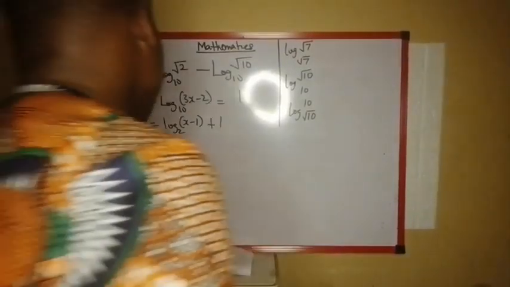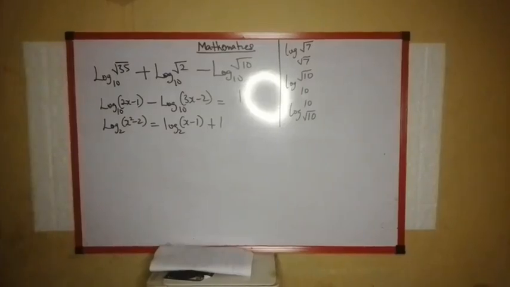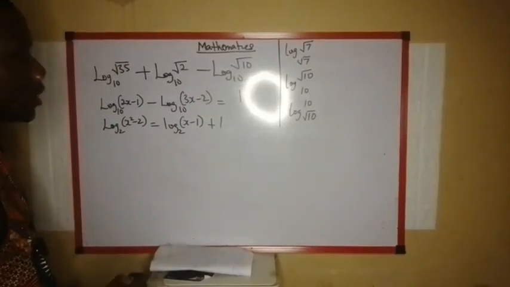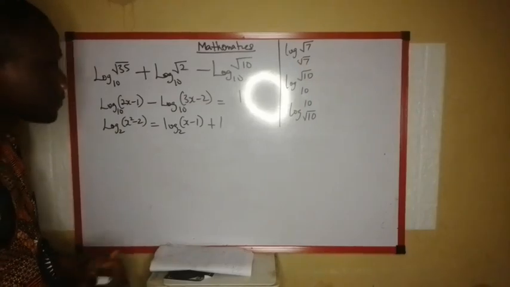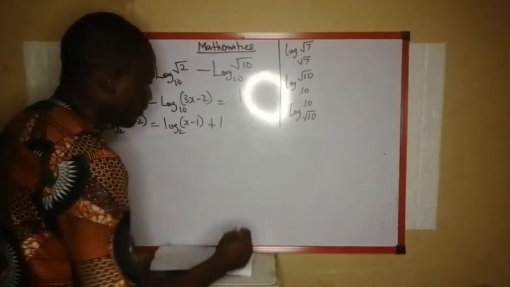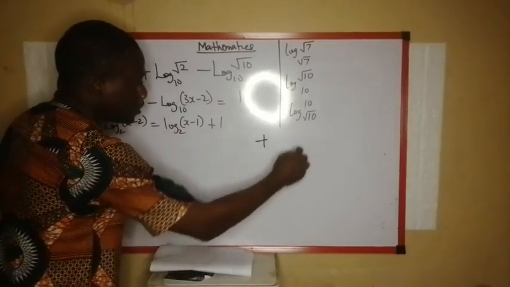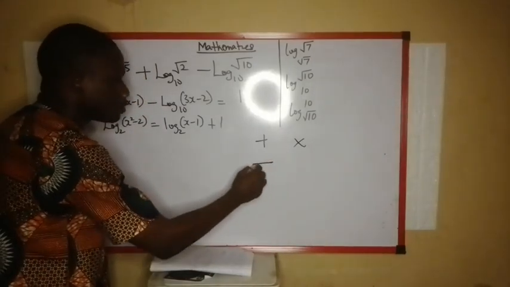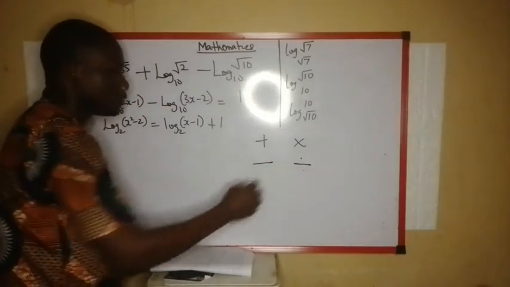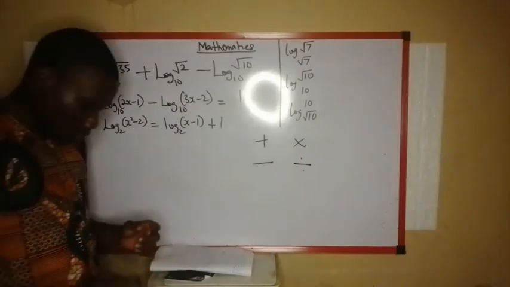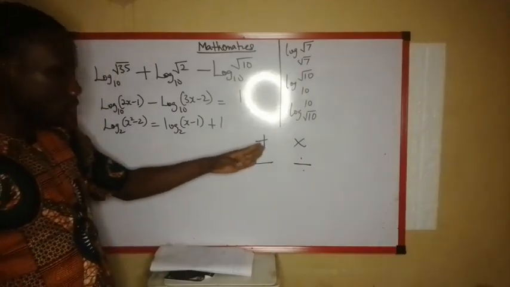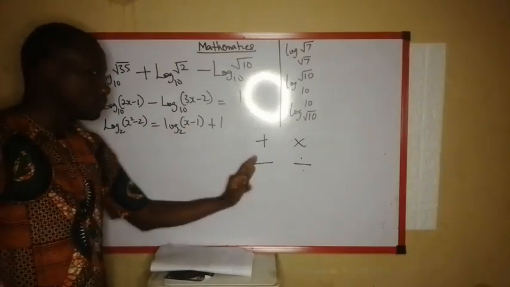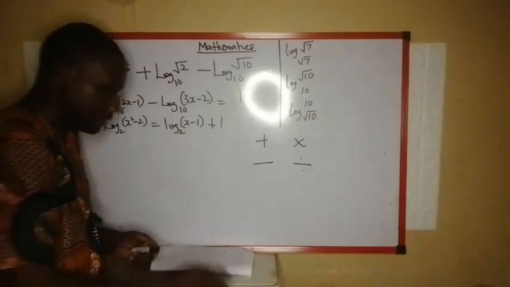So we have the questions on the board. And in our first class in logarithm, I said the following: whenever you have addition, it becomes multiplication, and whenever you have subtraction, it becomes division. That's the first thing you need to take note of. So in addition, it becomes multiplication, and in subtraction, it becomes division.